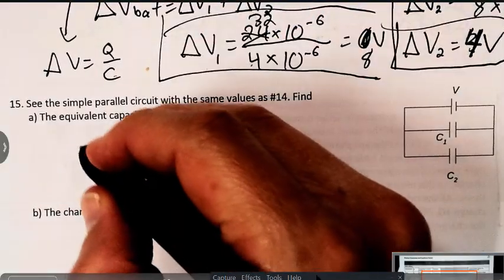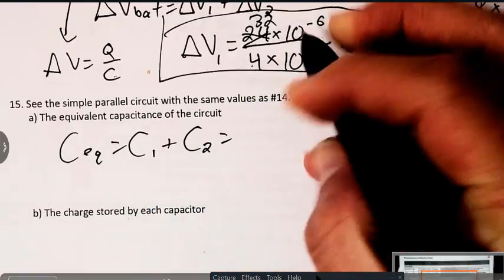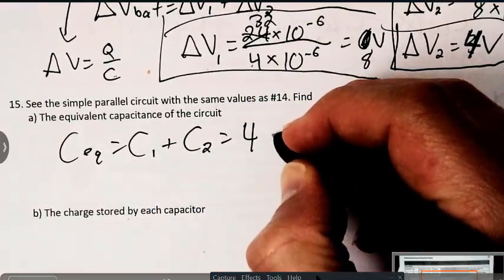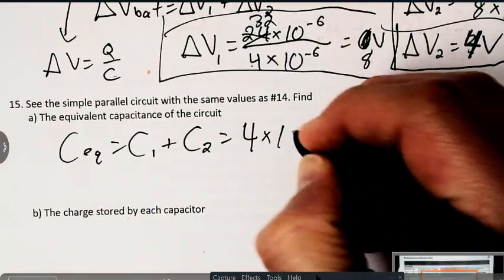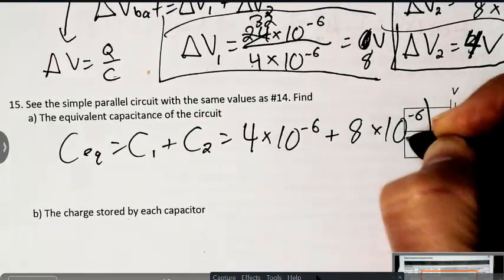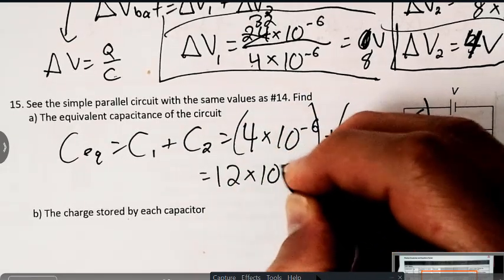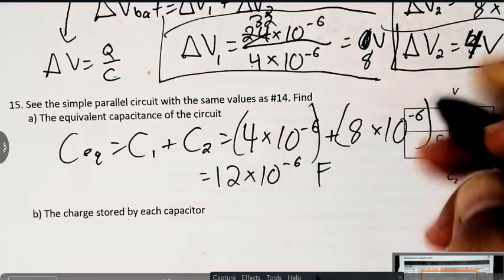Equivalent capacitance in parallel, super easy. You just add the two together, which is 4 plus 8. 4 times 10 to the minus 6 plus 8 times 10 to the minus 6. Should probably put parentheses here. Which is 12 times 10 to the minus 6 farads.